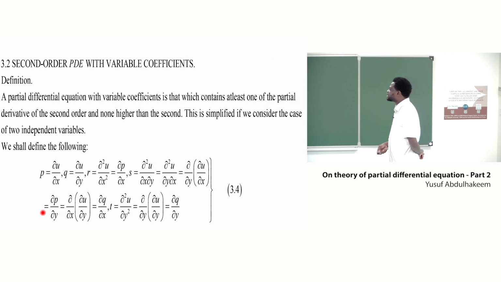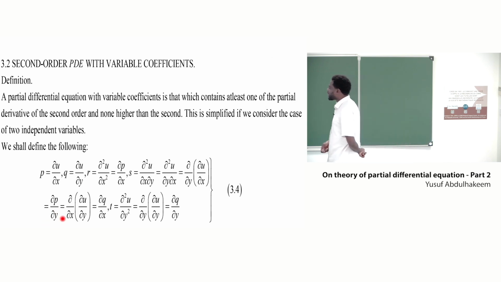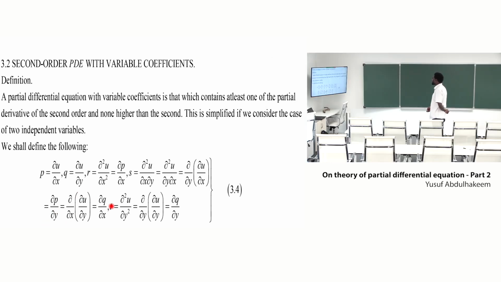So here now, ∂p/∂y is the same thing as ∂/∂x of ∂u/∂y. Of course, we know that ∂u/∂y is the same thing as q. So by the time we resolve this to be q, what we are going to have is ∂q/∂x, and we have our t equal to ∂²u/∂y², which is ∂/∂y of this, and that is equal to ∂q/∂y.